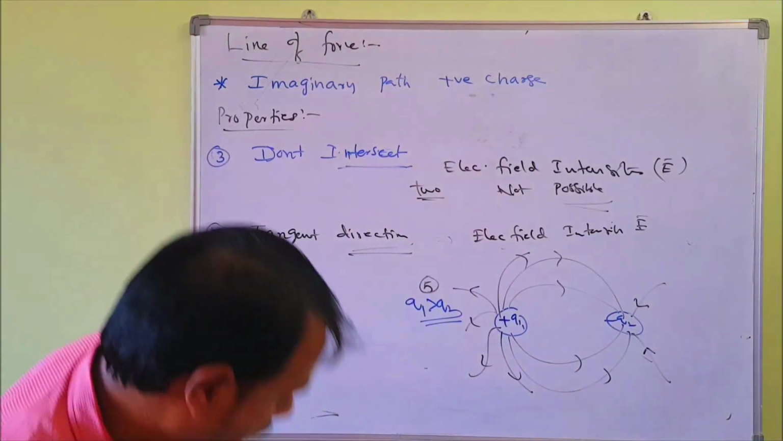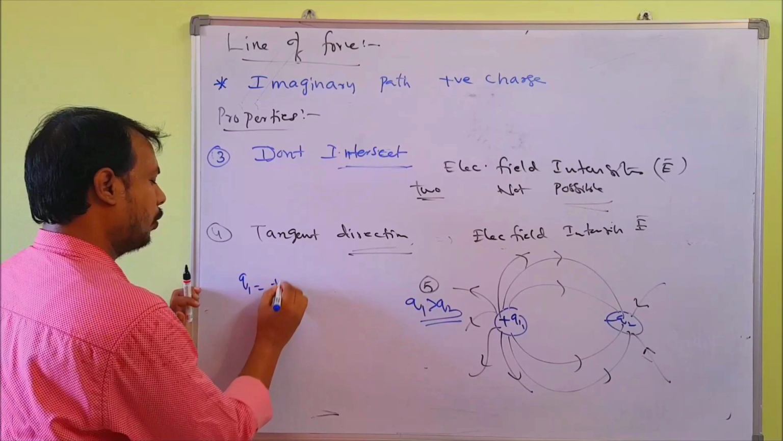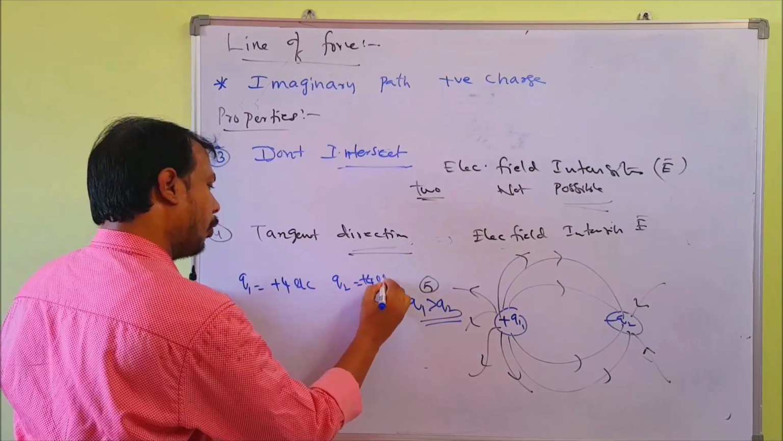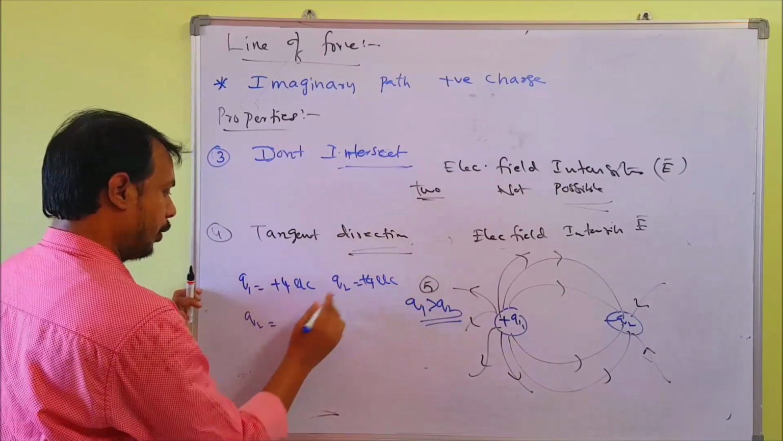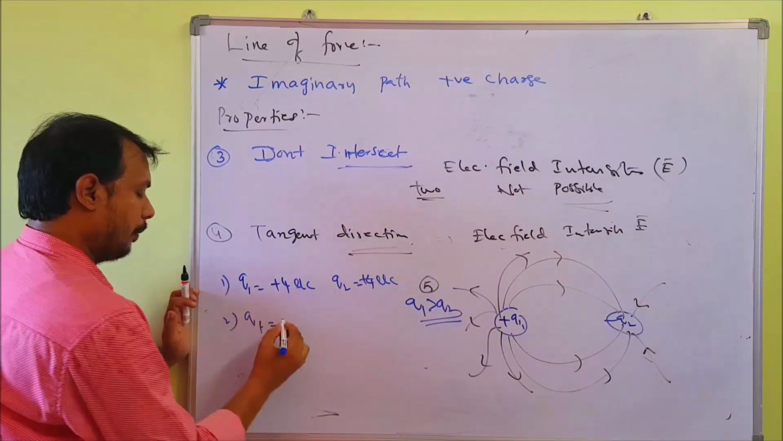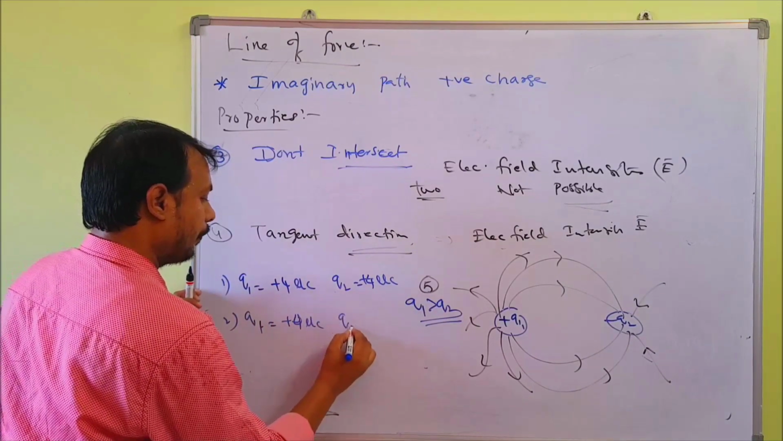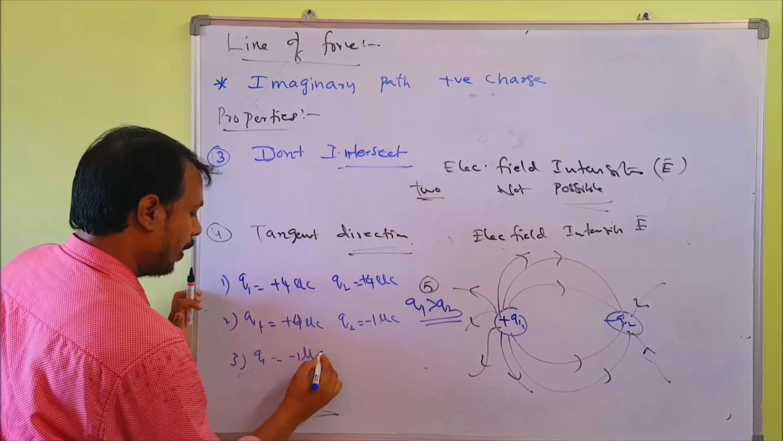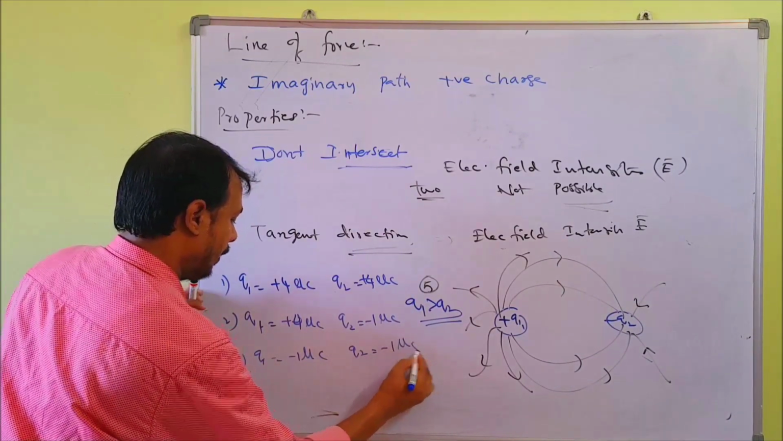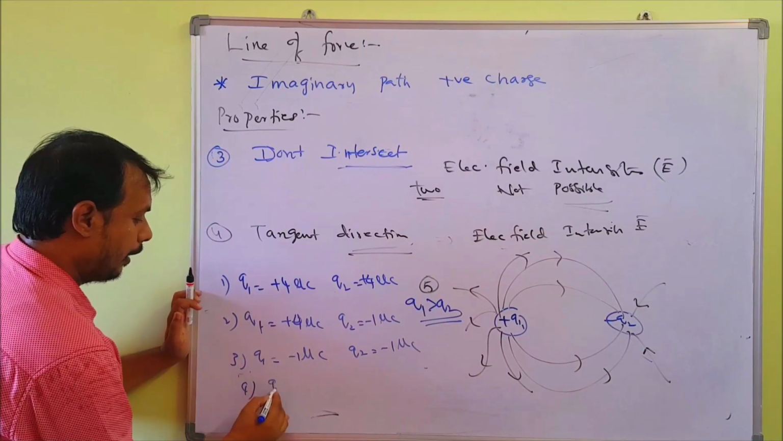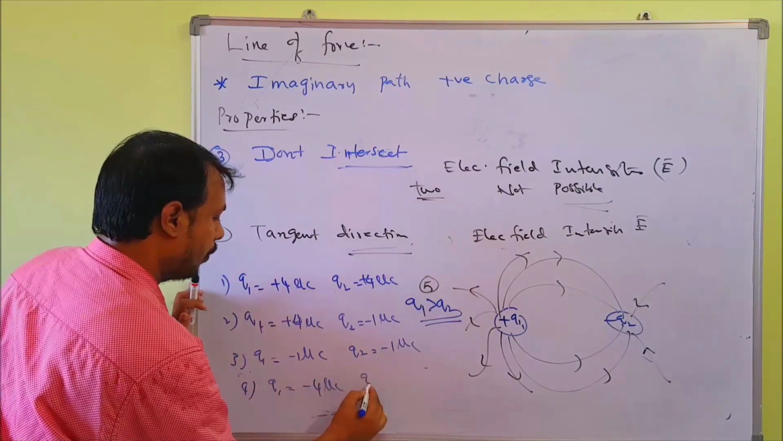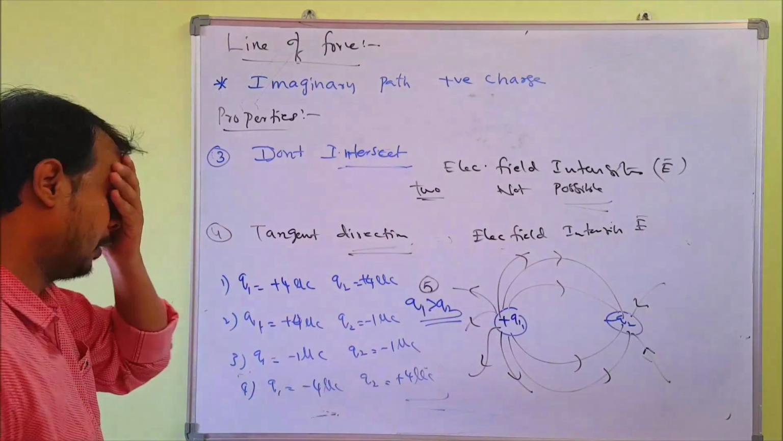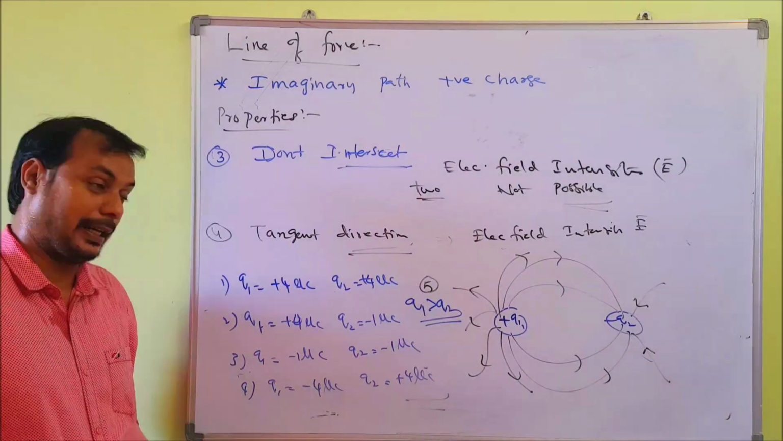There is a question and options are given: Q1 equals plus 4 microcoulomb, Q2 plus 4 microcoulomb; in the second option, Q1 plus 4 microcoulomb, Q2 minus 1 microcoulomb; Q1 minus 1, Q2 minus 1; and Q1 minus 4 microcoulomb, Q2 plus 4 microcoulomb. It is given like four options.